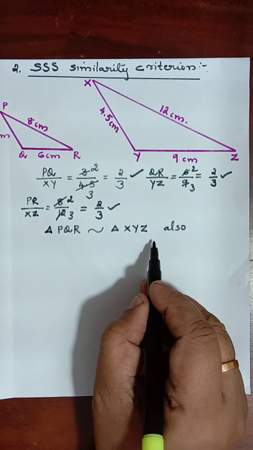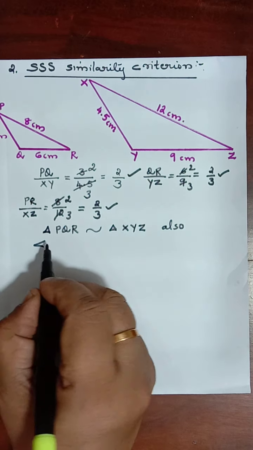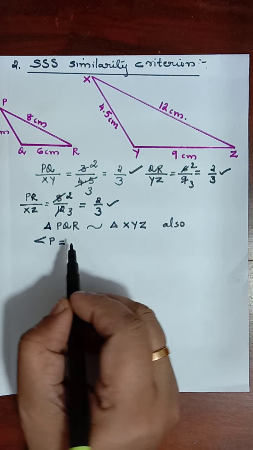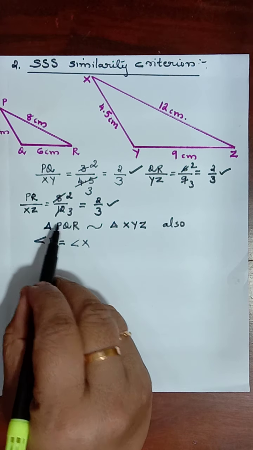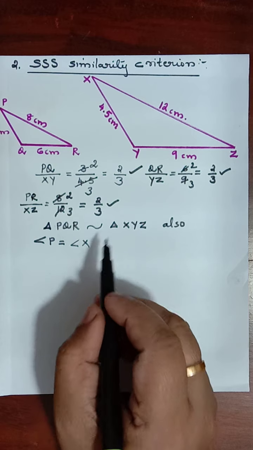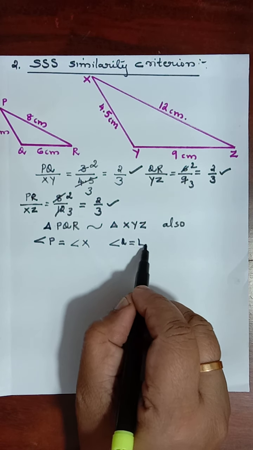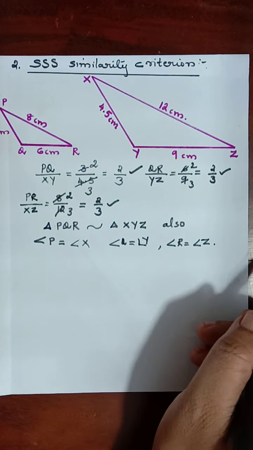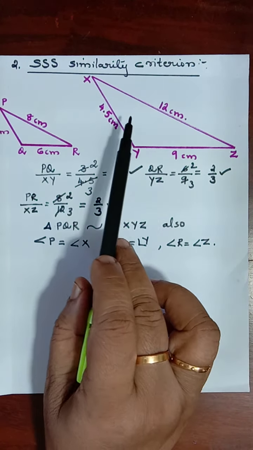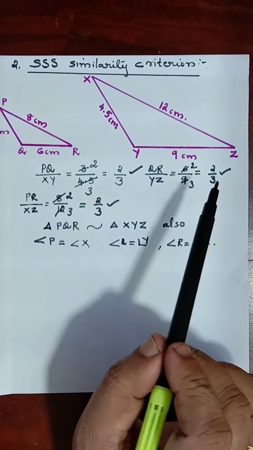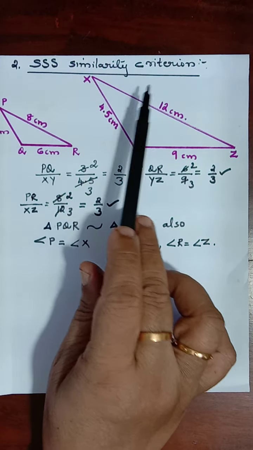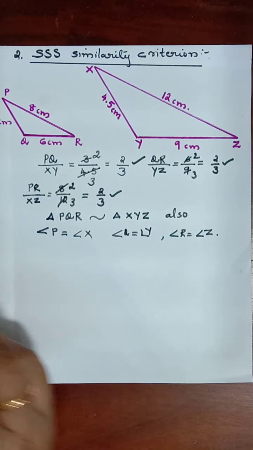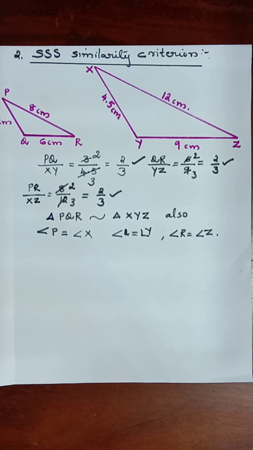Also, if two triangles are similar, corresponding angles are equal. Which are the corresponding angles? Angle P is equal to angle X. Angle Q is equal to angle Y. Angle R is equal to angle Z. So this correspondence, or similarity based on ratios, is called the SSS similarity criterion. How to define the SSS similarity criterion?